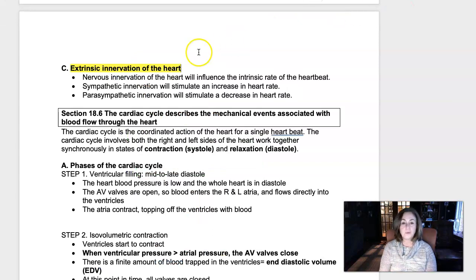And so in the notes, I wrote that down. So nervous innervation will influence that intrinsic rate. So it's not really going to beat at that intrinsic rate. It could, but the sympathetic nervous system works to speed it up, and the parasympathetic innervation, which is typically playing a role at rest, decreases our heart rate below that intrinsic 80 to 100 beats per minute.